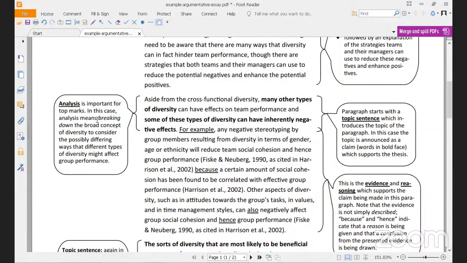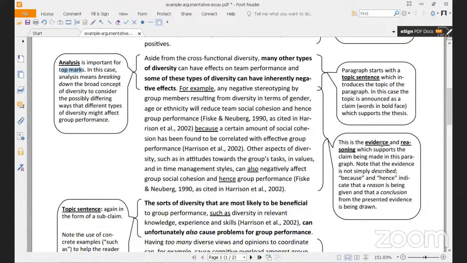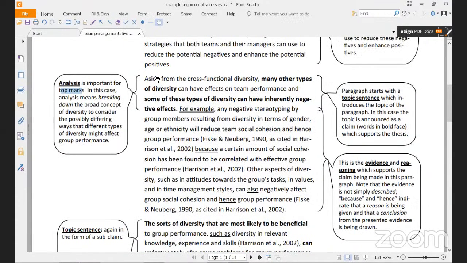In this case, analysis means breaking down the broad concept of diversity to consider the possibility of ways that different types of diversity might affect the group performance. Okay, so this is a big explanation. But again, the main objective is to be informative about top marks. We have again a topic sentence. We have some evidence and reasoning. But let's read the second paragraph. Can you help me?